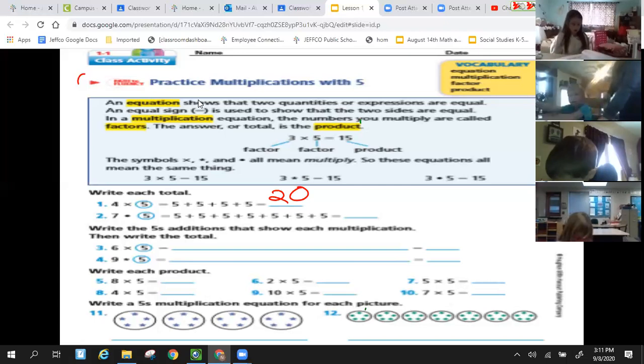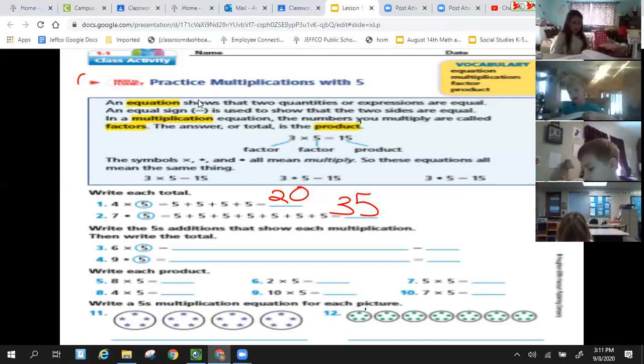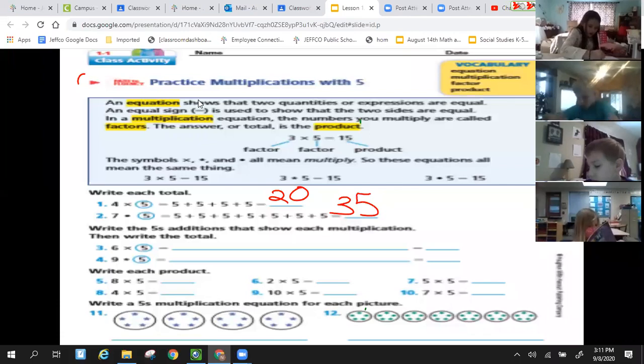If I'm going too fast, just tell me. 35. We can double check it. 5, 10, 15, 20, 25, 30, 35. Wow, you guys are rocking it. Let's keep going. Write the 5 additions that show each multiplication, then write the total. Oh, we gotta write some 5s. Let's see if we can do our best.